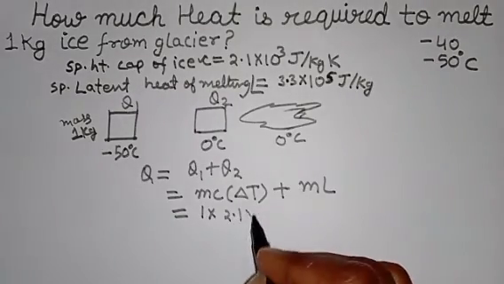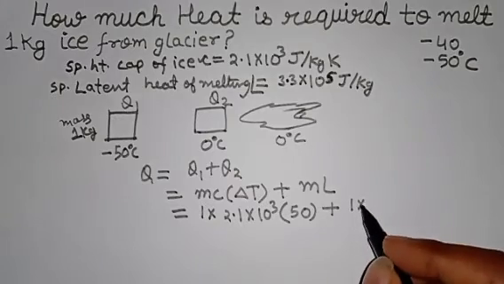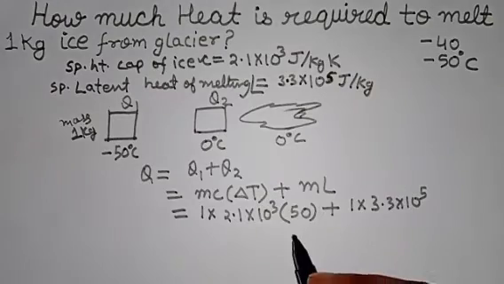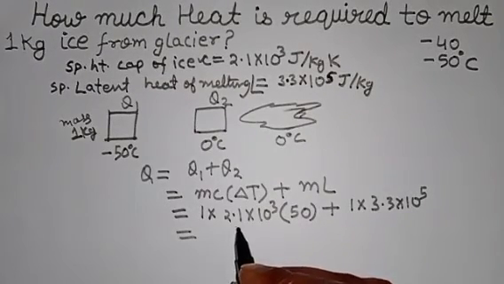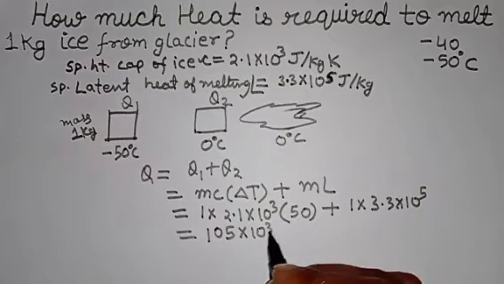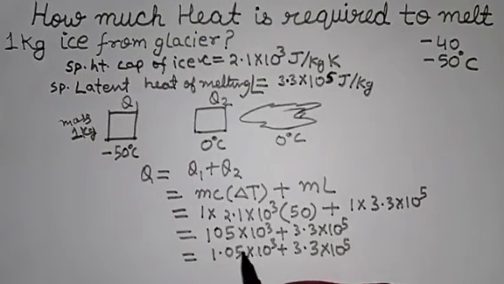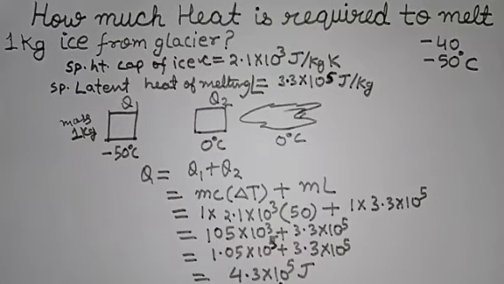So C is 2.1 into 10 to the power 3, delta T is the difference between both temperatures, that is 50, plus m L, again with 1 kg, where L is 3.3 into 10 to the power 5. So it will be approximately 1.05 into 10 to the power 5 plus 3.3 into 10 to the power 5. For the sake of simplicity, I'm rounding off 1.05 to 1, so the total will be 4.3 into 10 to the power 5 joule. This amount of energy is required.